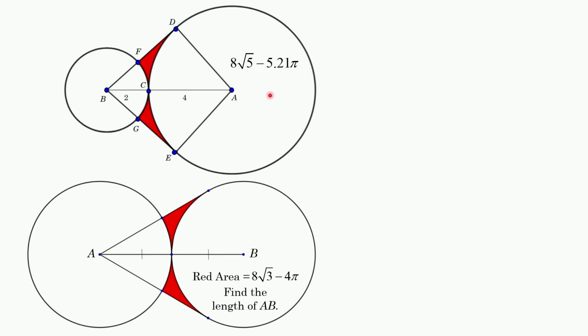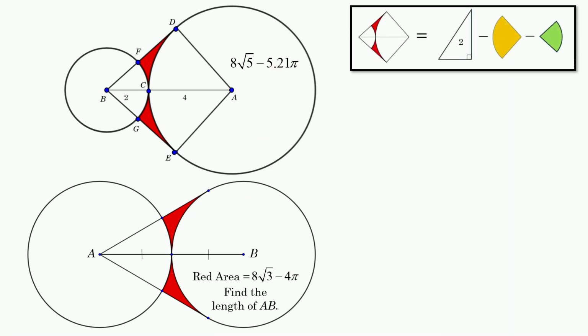Now in the second one, and this is where it's pretty cool, we're told that the area is 8 root 3 minus 4 pi. And do you see how the triangle has a square root in it? And the area of the sectors combined, they still have a pi. Now this second question is a lot cleaner, like this 5.21 is kind of ugly. So we're going to see that those 2 things are related. The square root comes from the triangle, and the pi comes from the sectors.